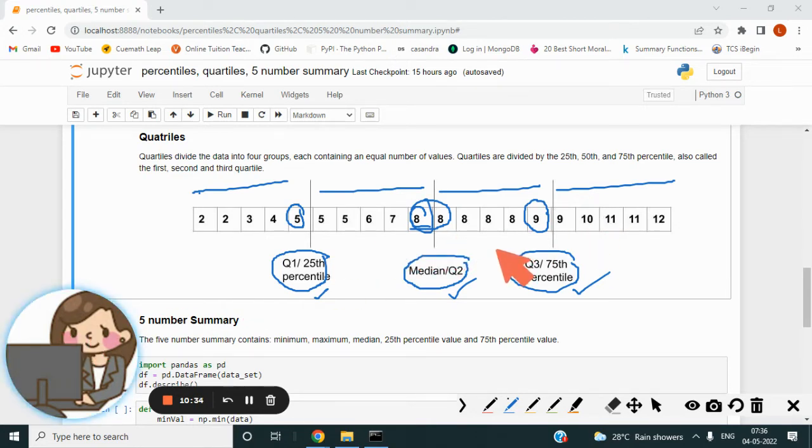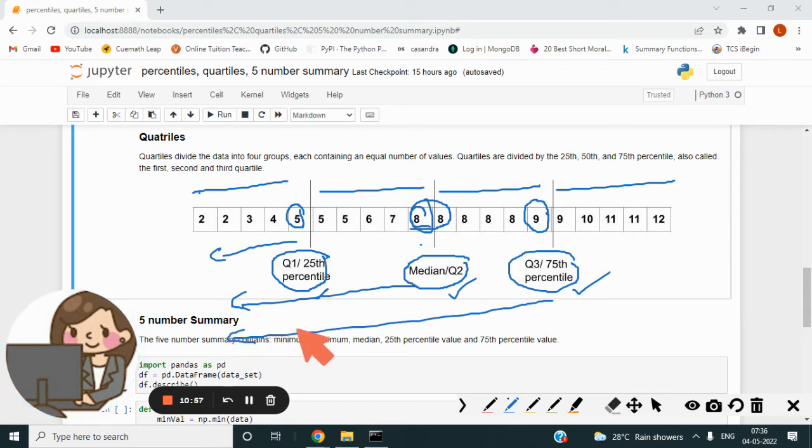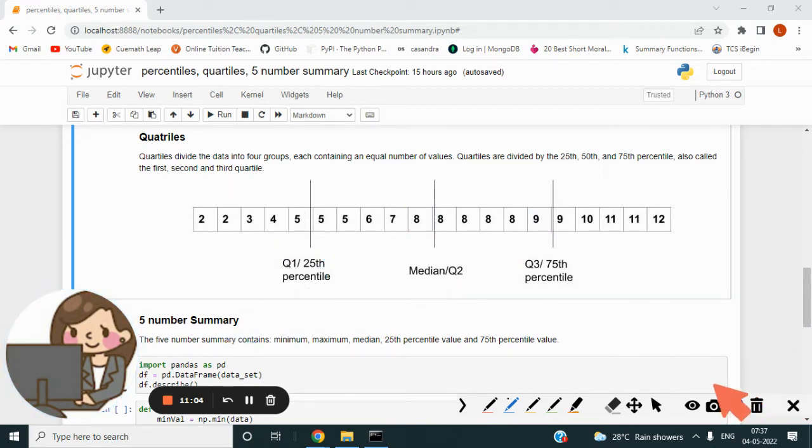We are dividing it into 4 equal parts, and each quartile will have 25 percent of the values. So 25 percent of the values will be less than the first quartile, 50 percent of the values will be less than the second quartile, and 75 percent of the values will be less than the 75th percentile. So that is all about quartiles.